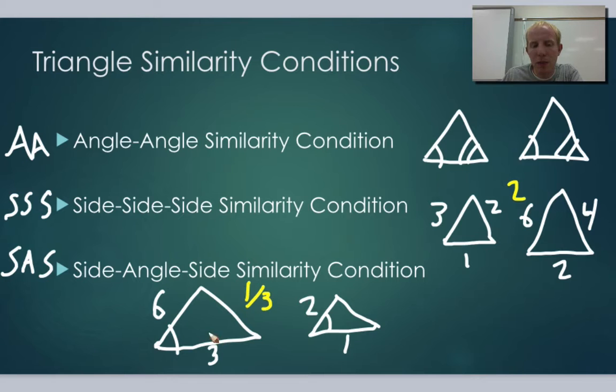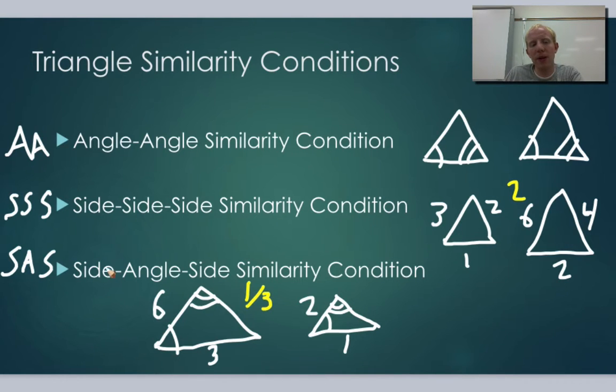So keep in mind, both sides have to scale by the same factor, and the angle has to be between the sides. It can't be this angle up here, right? Because that angle is not between the sides. It's on the opposite of those two sides, or it's outside them. It has to be between those two sides in order for this to work. But if I got that angle between the two sides, and the sides scale by the same factor, then you can use side angle side.